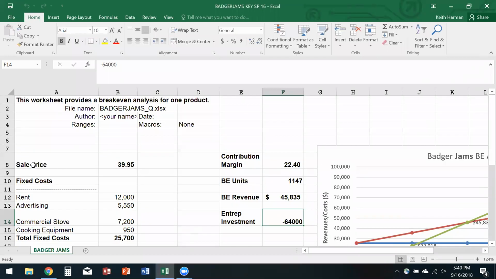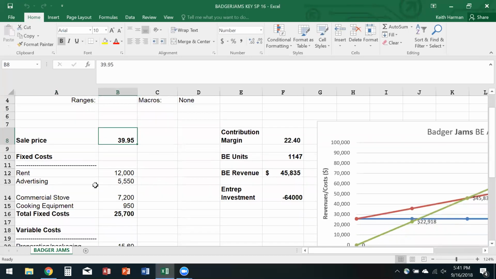I have the sale price, and this is Badger Jams, and if you want to use this one to do your work, you can use it. You will have to make some changes in order to work with it. So I'm going to pull this down just a hair. We got the sales price. And this, I can't remember, I think they sell jam or something like that. But the sale price is $39.95. And then they have the fixed costs.